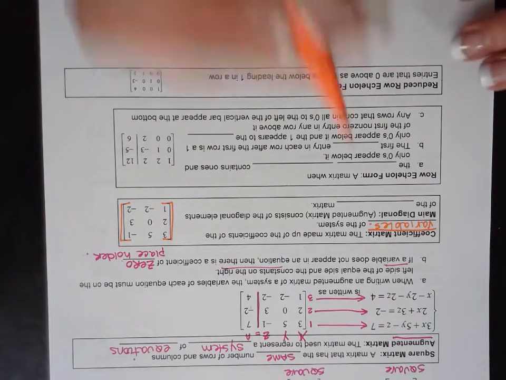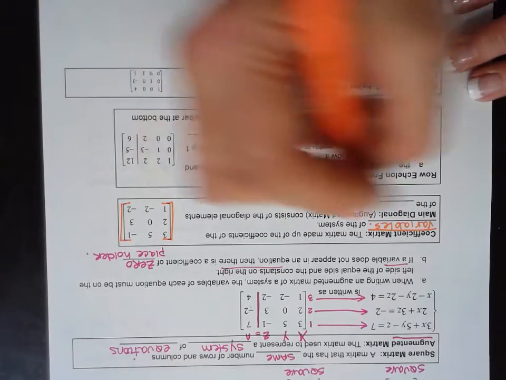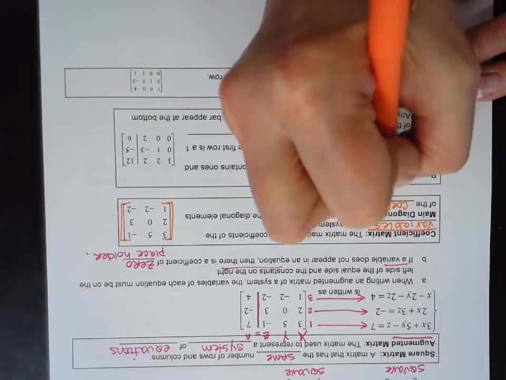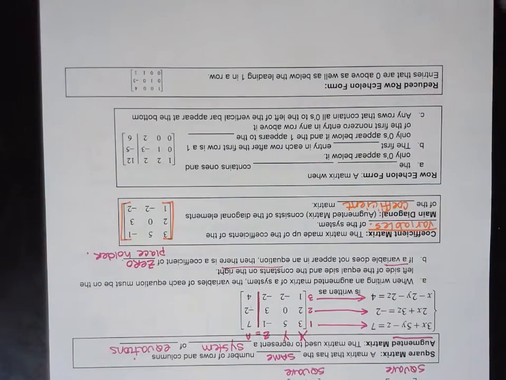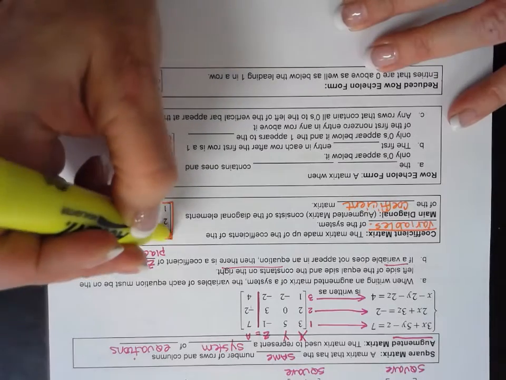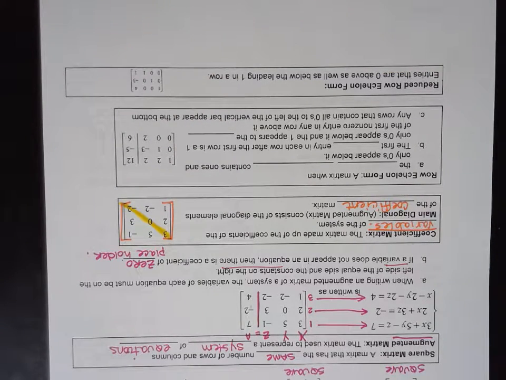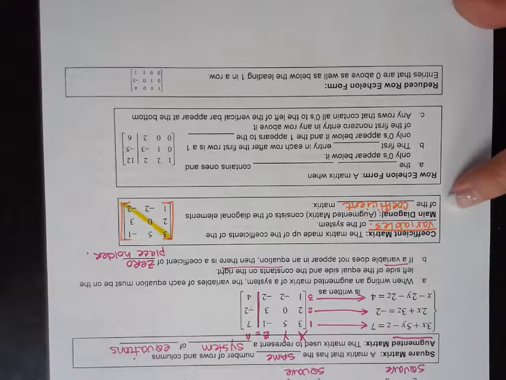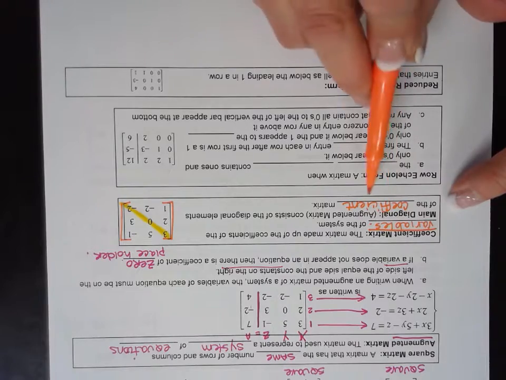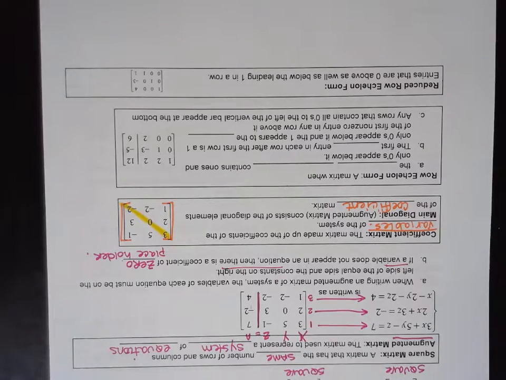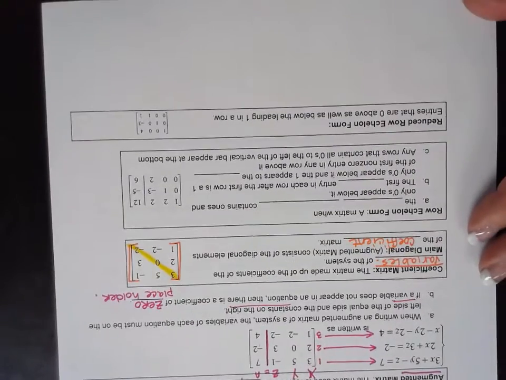And the main diagonal consists of the diagonal elements of the coefficient matrix. So when you're looking at a main diagonal, you only look at the numbers or elements in that position, and only the coefficient ones. You don't care about the answer side over there. Good so far?